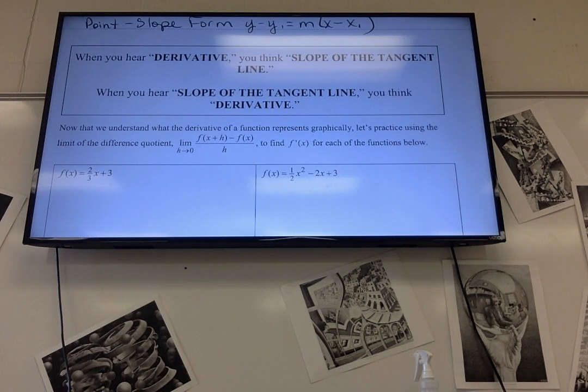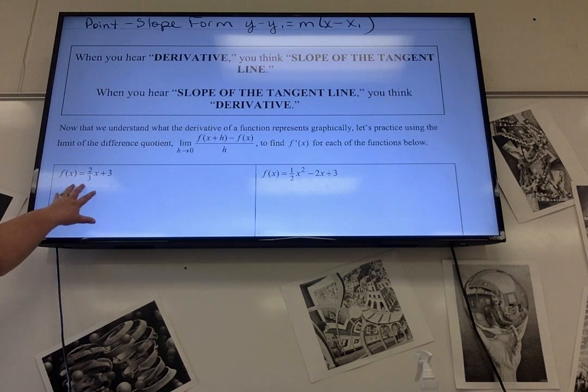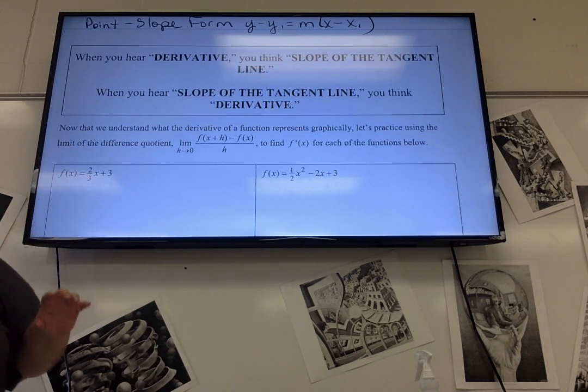When you hear derivative, you should think slope of the tangent line. And when you think slope of the tangent line, you should think derivative. Those two terms should become interchangeable. So, now that we understand what the derivative function is graphically, let's practice using this to find out what it looks like non-graphically, analytically.